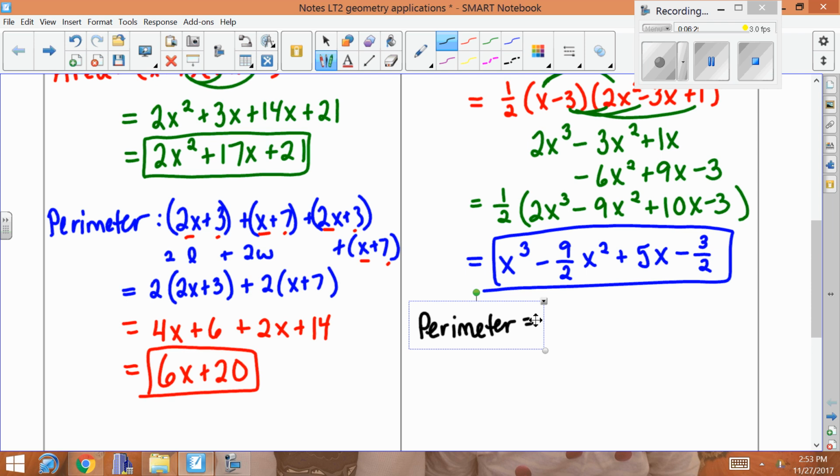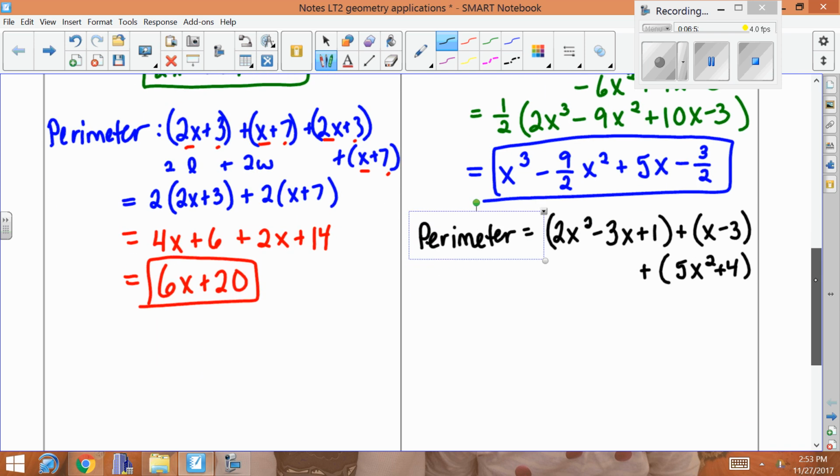Perimeter, I think, is even a little bit easier with the triangle here. You just have to make sure that you are adding all the sides together. So one of the sides is the 2x squared minus 3x plus 1. You don't have to put them in parentheses. I sometimes like to separate them just so we can recognize that we added all 3 sides. Another side is the x minus 3, and then the other side is the 5x squared plus 4. Notice this time we do have to use that hypotenuse because you have to make sure you're adding all 3 sides together. You just didn't need the hypotenuse for the area because you only need the base and the height.